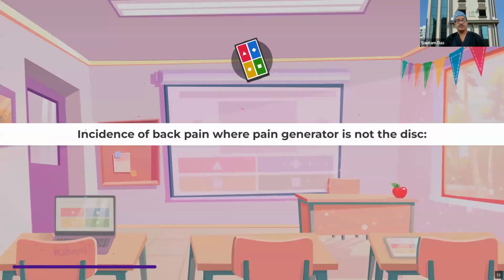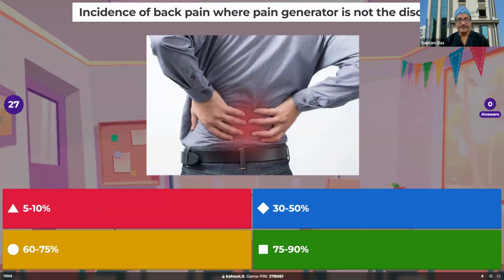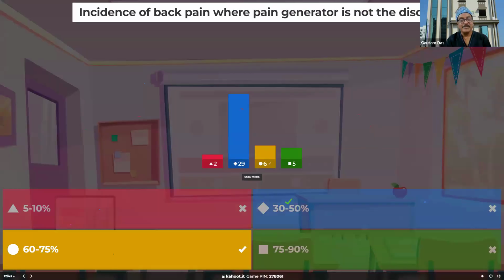Okay, another quiz. What is the incidence of back pain where the pain generator is not the disc? As you mentioned earlier, disc is the commonest. But what percentage of back pain is because of the disc, and what percentage is not because of the disc? So the right answer is 60 to 75% of back pain is not because of the disc.